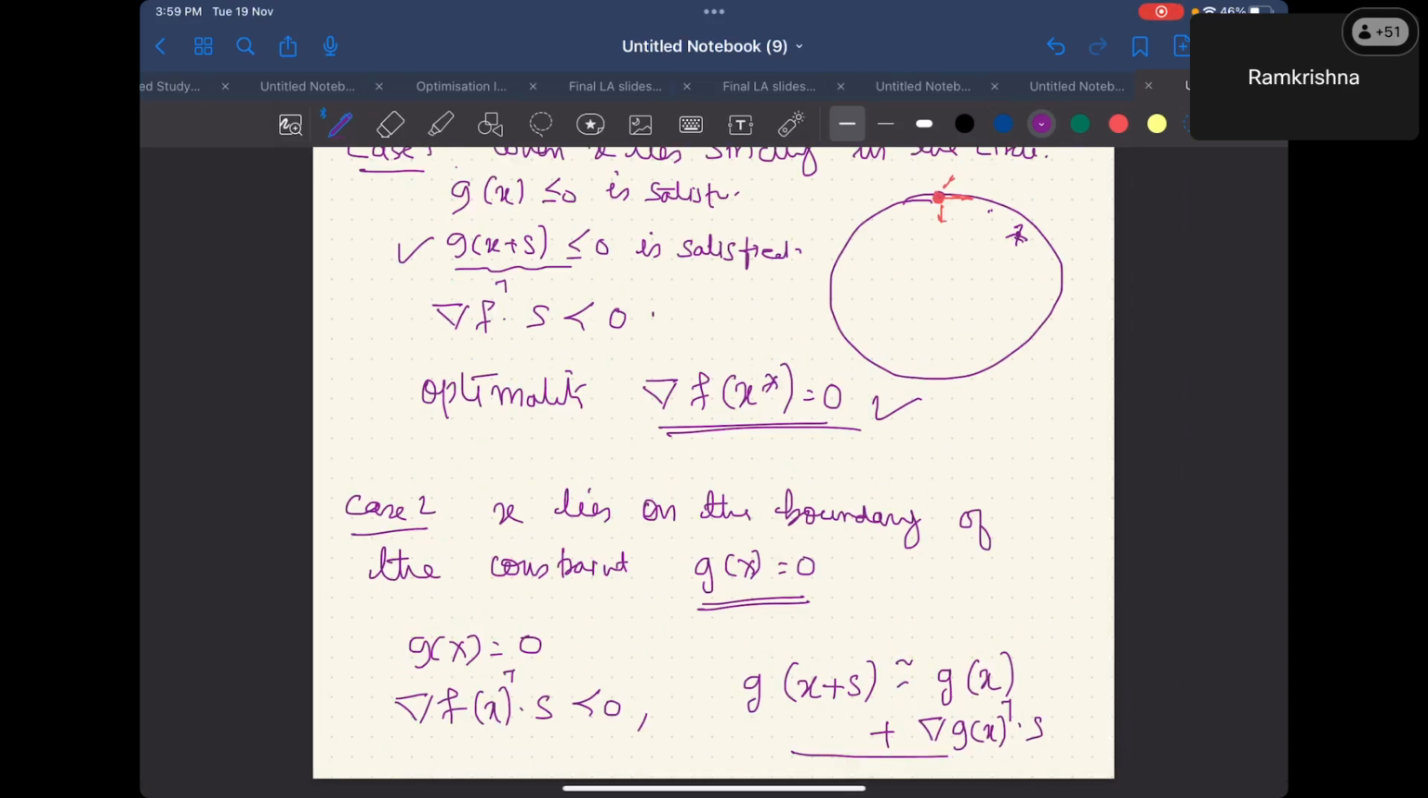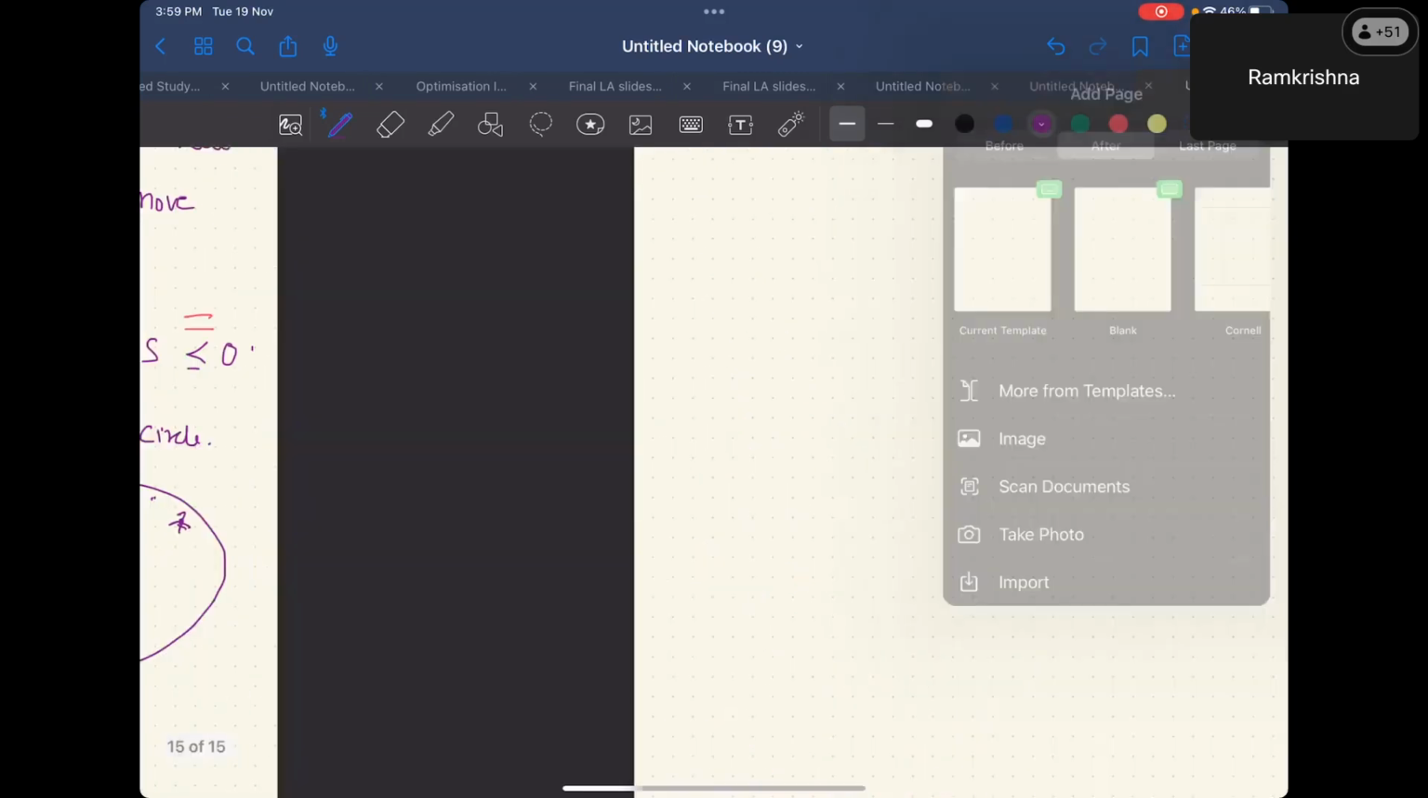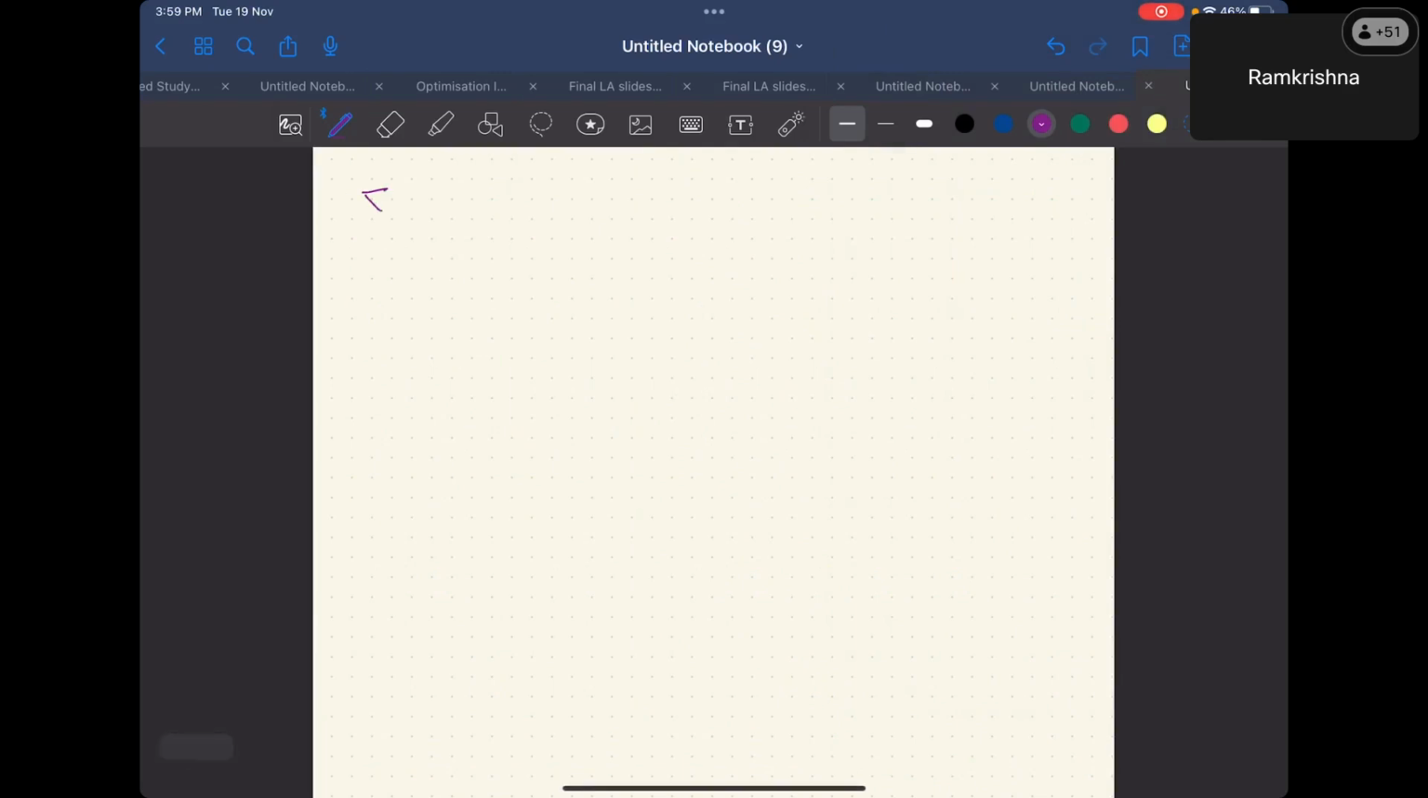Okay, this is how it is. Now, what should this satisfy? So g of x equal to 0 because I am starting here. What should be the remaining one? This must be less than or equal to 0. So the two conditions that I am satisfying together are gradient of f of x times s is less than 0. Okay, this ensures that I am moving in the right direction, which minimizes f.